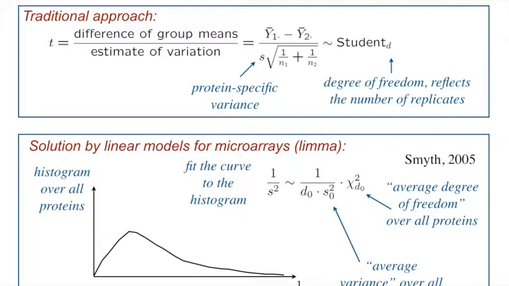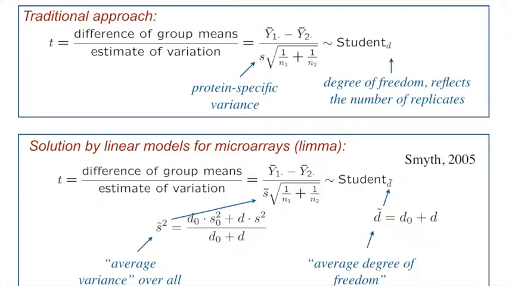And so now, it turns out, we can actually interpret this constant. So this d0 is the average or consensus degree of freedom, or representative degree of freedom, for the whole experiment. And s0 is the consensus or average nuisance variance across all the genes and all the samples.